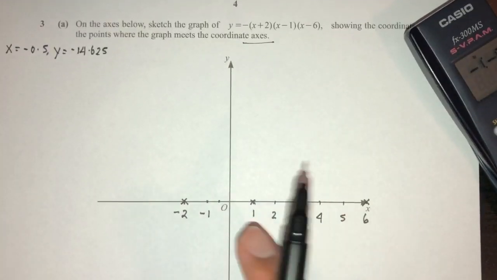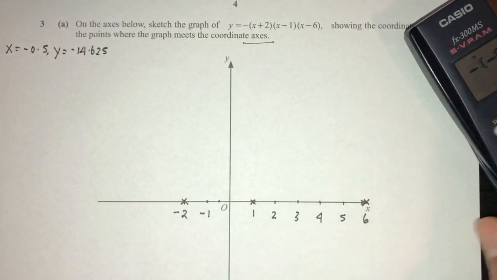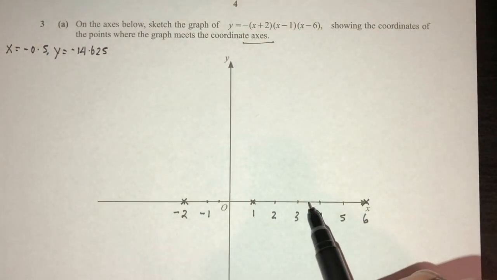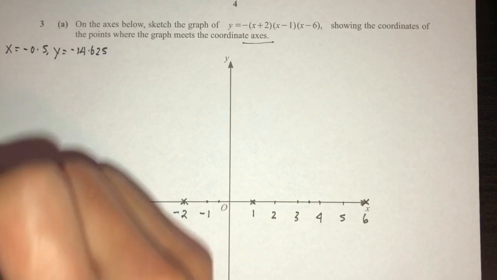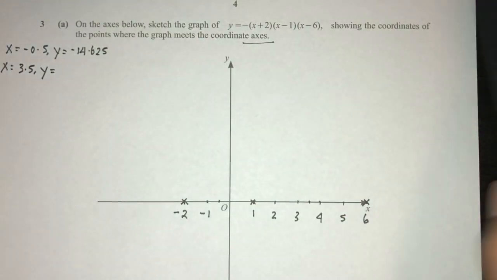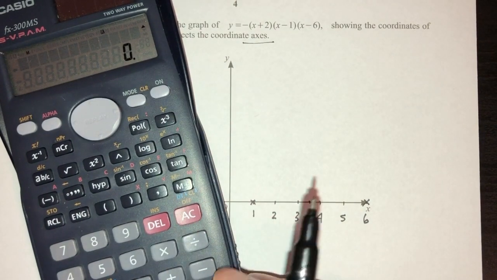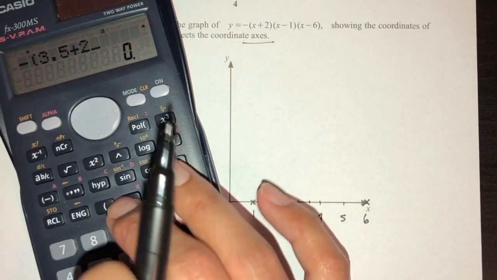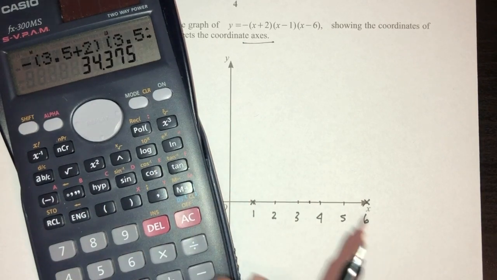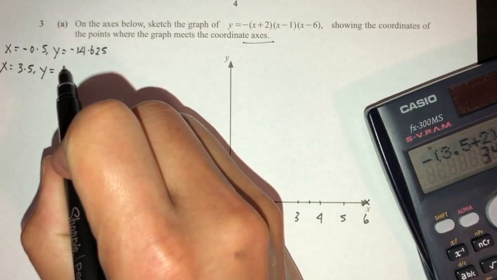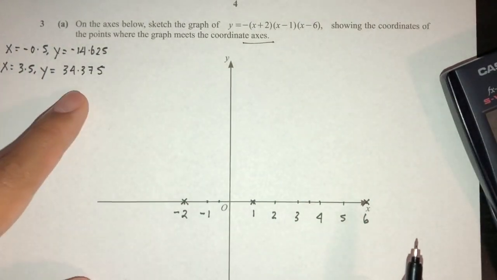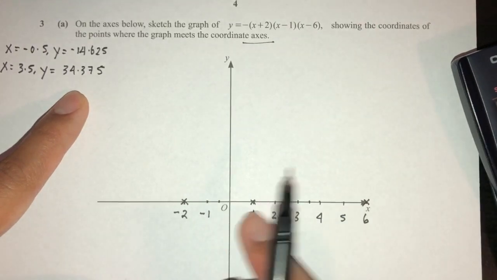Now how about for this one? So for this interval from 1 to 6, what is the midpoint? So 1 plus 6 divided by 2, 3.5 will be about here. So when x is equal to 3.5, what is the value of y? So let's replace and see. We have -3.5 plus 2, 3.5 minus 1, 3.5 minus 6. That will be 34.375. Okay, that is the value of y. It goes up when it is between these two intervals.